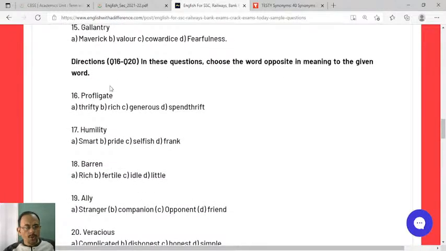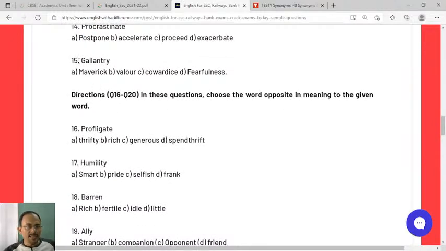Right. Do you know the meaning of gallantry, dear students? Gallantry. What is the meaning of gallantry? Is it maverick, valor, cowardice, fearfulness? Which one? What is the synonym of gallantry? Is it maverick, valor, cowardice, or fearfulness? This is very simple. You can easily answer me this question.